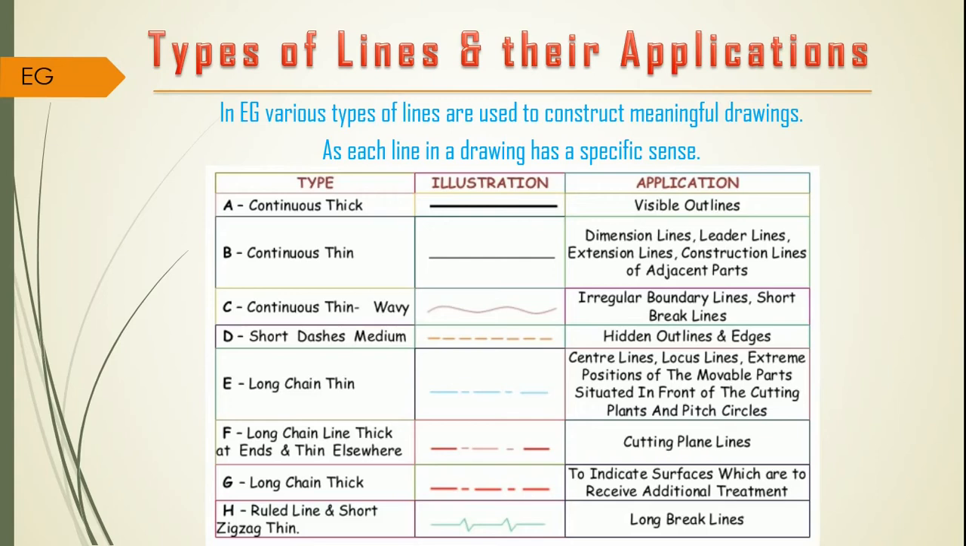And the very last one is the ruled line and short zigzag thin line. Here you find the line has some straight or ruled line with some zigzag pattern in it, and it is thin, with a thickness of 0.2 mm. To show the long break lines, you specially use this zigzag line, or say ruled line and short zigzag line. So this is about all the different types of lines and their applications.